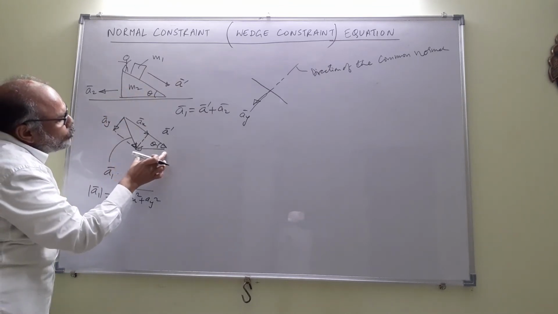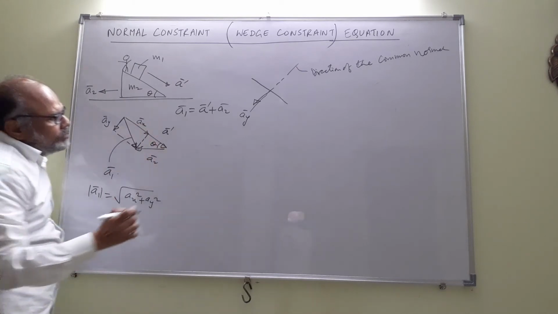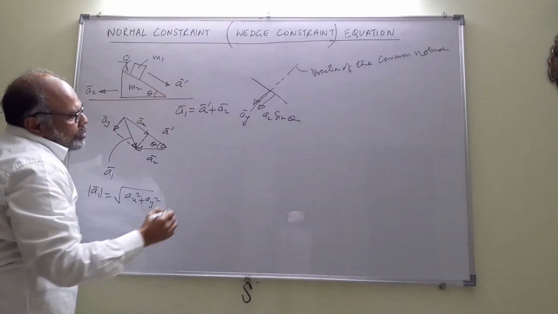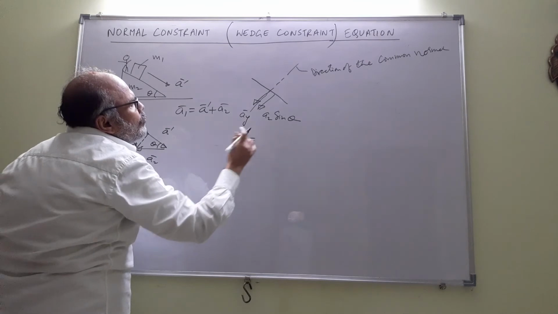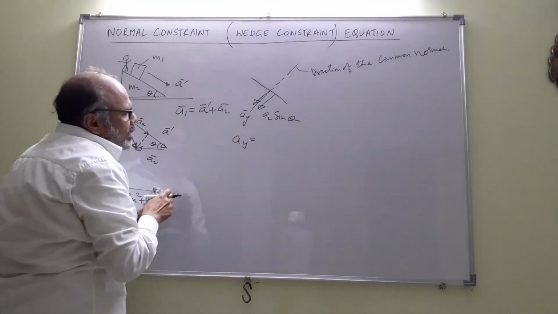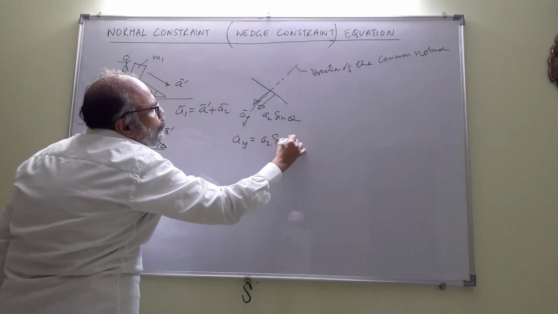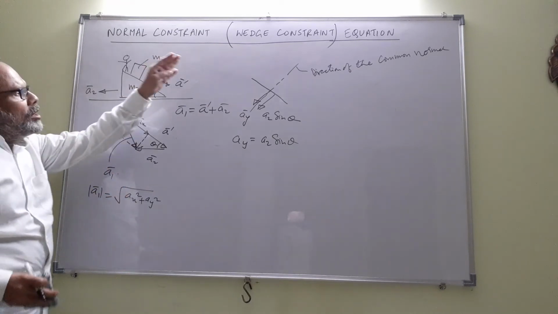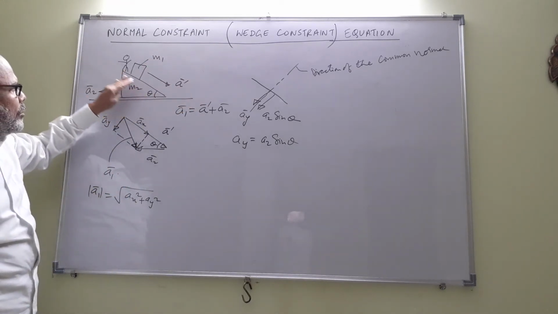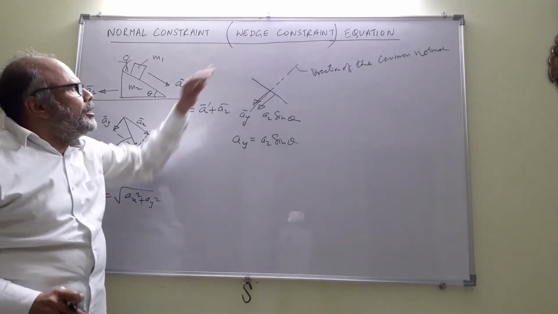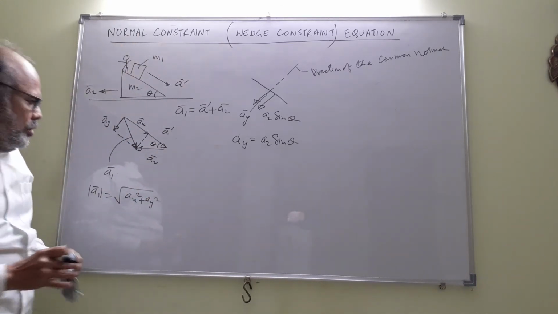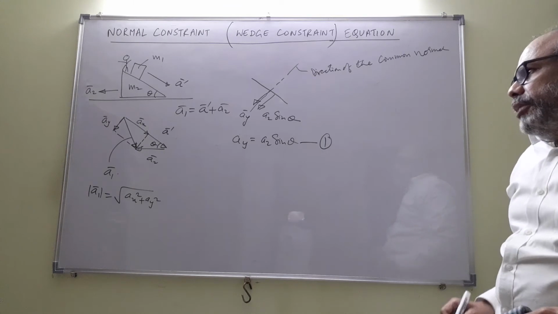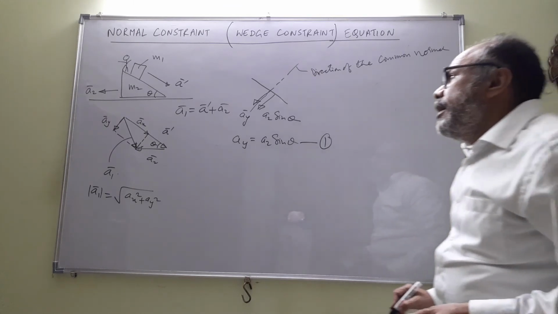Now the component of a2 will be a2 sine theta, in this direction. Ay would be equal to a2 sine theta, by the normal constraint equation. This equation is also called the wedge constraint since we are applying it to a wedge and a block. Both names are synonymous. So this is one equation, the wedge equation or the normal constraint equation. Now let's write the other equations.